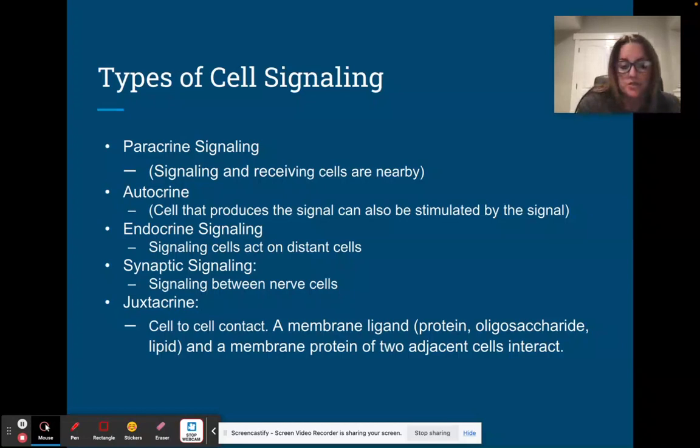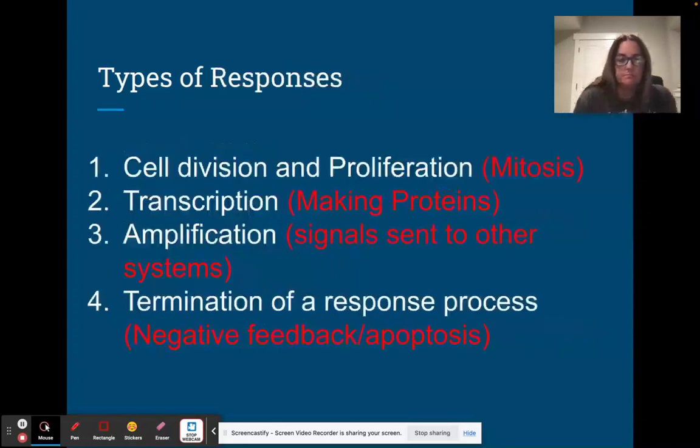And then the last one, juxtacrine, is when we have actual cell-to-cell contact. So a compound on the cell membrane of one cell actually fits into a receptor on the surface of another cell. And then once that happens, the cells can interact and cause a response. So here are some of the responses. Those are the types of reception that can take place. These are types of cellular responses or system responses that we may get.